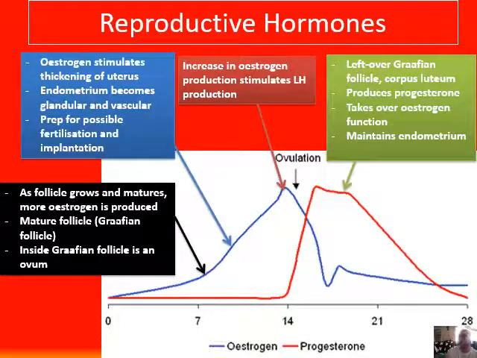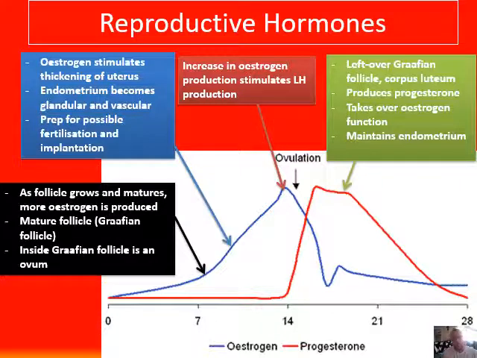So glandular as in it starts producing, well, like glands, and those glands are secreting certain substances, and vascular meaning that there's lots of blood vessels that are ready and waiting so that we can start increasing the endometrium. Then we have prep for possible fertilization and implantation. Okay, so we're starting to grow our endometrium. Then it increases and increases sort of towards just before ovulation at day 14. So you can notice that this is just before the luteinizing hormone peaks as well.